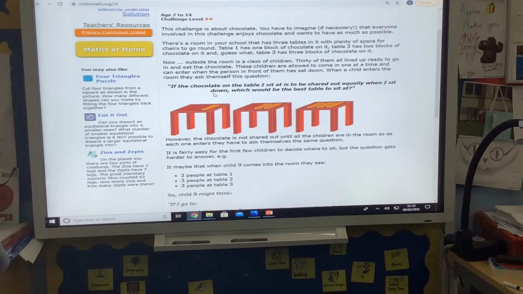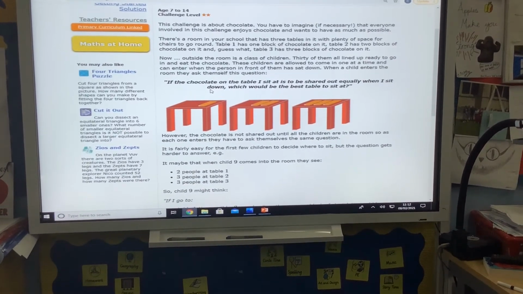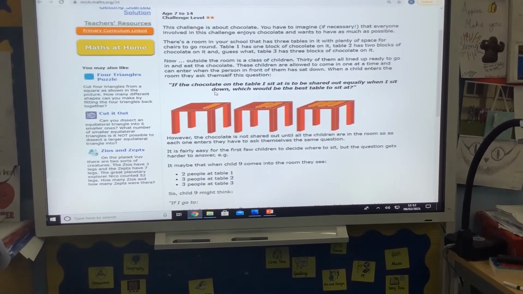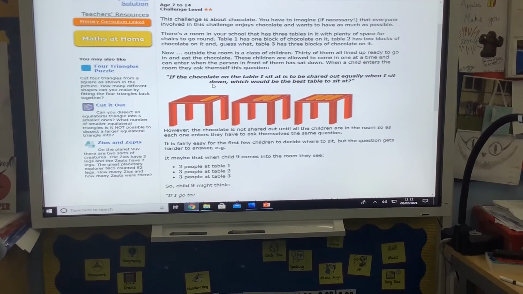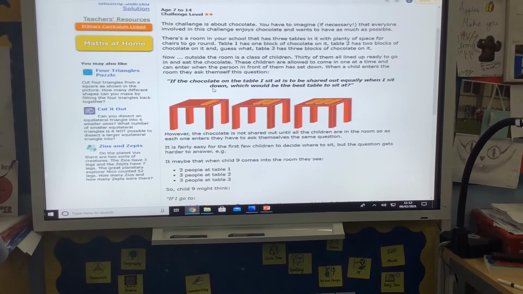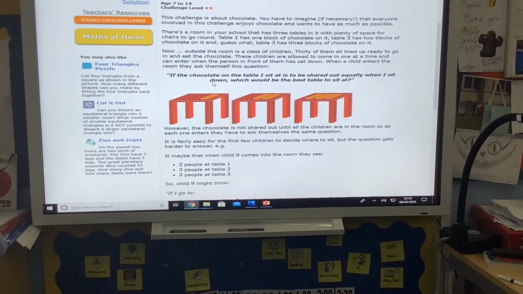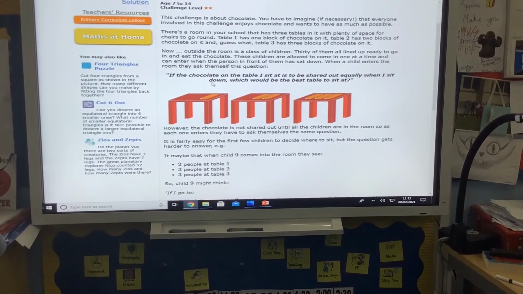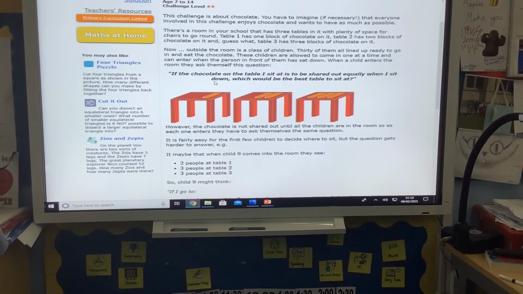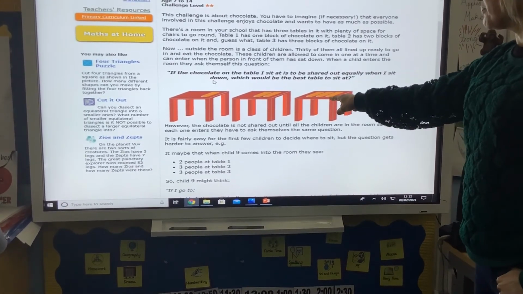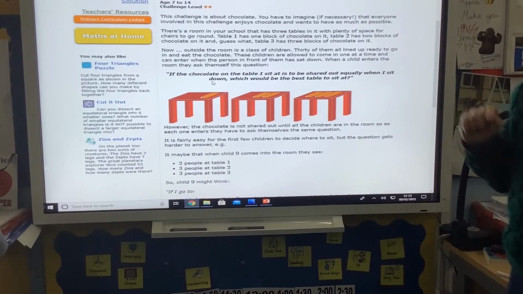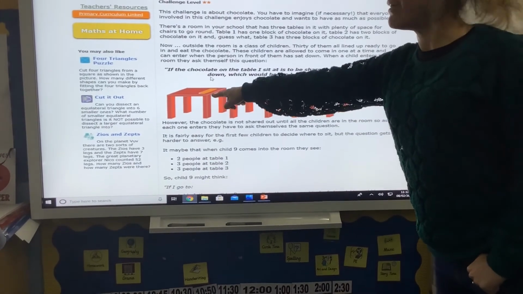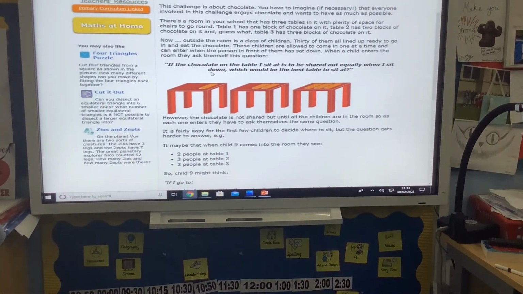When a child enters the room, they need to ask themselves this question. If the chocolate on the table I sit at is to be shared out equally when I sit down, which would be the best table to sit at? Like we said, they want the most chocolate. However, the chocolate is not all shared out until all of the children are in the room. So each one that enters has to ask themselves the same question. It's fairly easy at first. If you were the first child to walk in, where would you sit? Well, I know where I'd sit. I'd sit there, because obviously that's going to be the most chocolate. But if by the time you walk in, there are 8 children sitting on that table, and there's only 1 child there, then where might you want to sit?